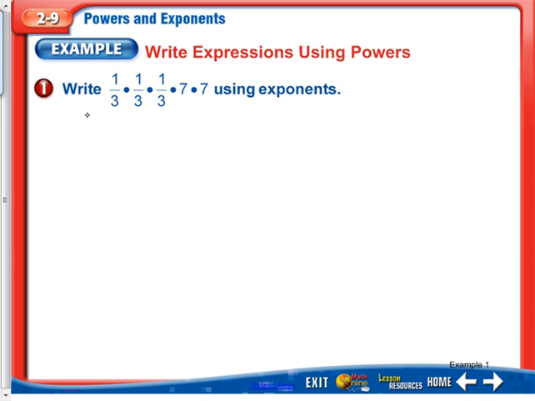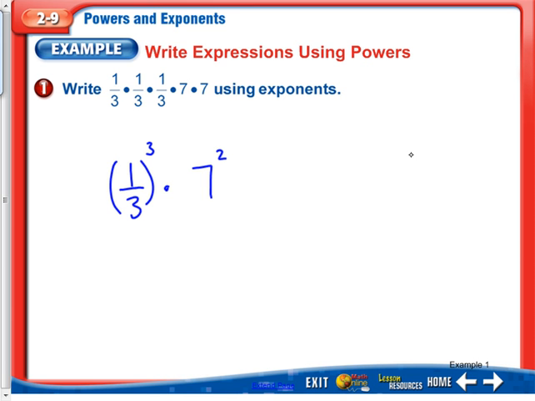For example, if we're going to write 1/3 times 1/3 times 1/3 times 7 times 7 using exponents, you're going to write down the numbers that you see. So 1/3 is a number that I see, and 7 is a number that we see. So we're going to multiply times 7. Now, the question is how many 1/3s are there? That will be your exponent, 3. And how many 7s are there? There are 2. Notice that I put parentheses around the fraction, but I didn't around the whole number.